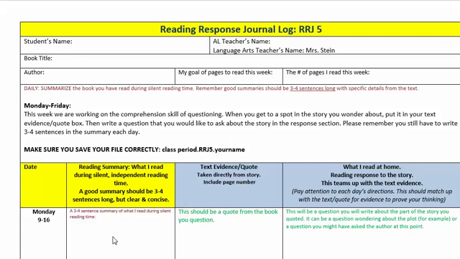I don't want to see in these boxes anymore: I read Diary of a Wimpy Kid. It's a great book. I'm going to read it again tomorrow. That doesn't tell me anything that you read except the title of the book. So make sure you're putting some important details in there.